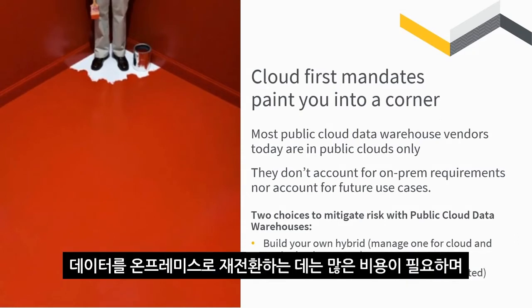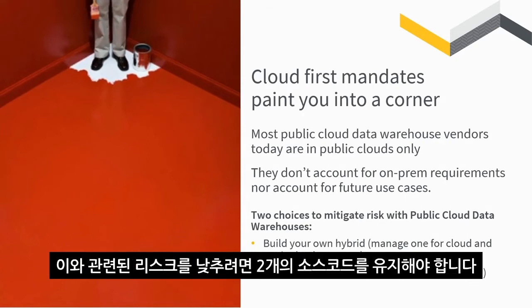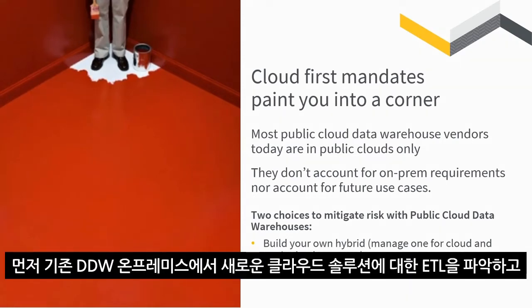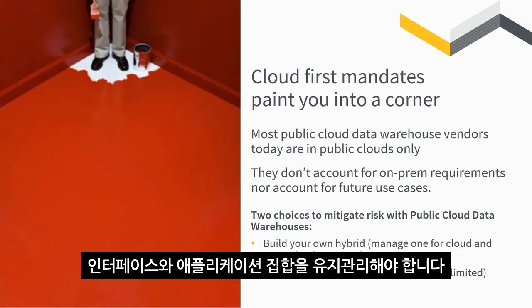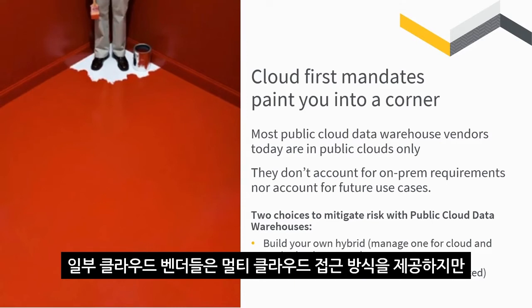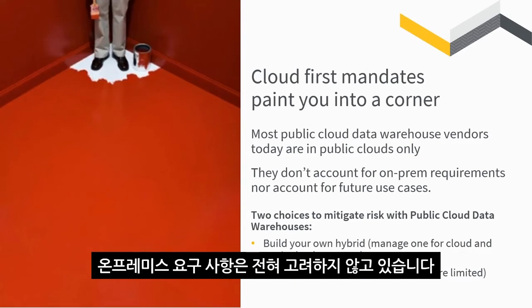Getting the data back means you pay big money in fees to get your data back out of the cloud. And to mitigate this risk, you really have to maintain two code bases. One, which is your old EDW on premises, and then figure out the ETL to this new cloud solution and maintain them both, and ultimately multiple sets of interfaces and applications. Some cloud vendors offer a multi-cloud approach, but don't account for the on-prem requirements at all.